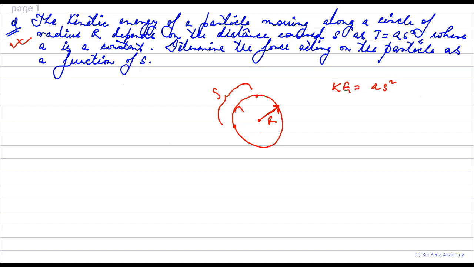Now kinetic energy is given by half m v squared, where v is the velocity of the particle at this point. So this is given by a s squared. Fine. Now at this point, the particle is going to have two forces. One would be the tangential force, the other the radial force. The tangential force is represented by ft. The radial force, directed towards the center of the circular path, is given by fr.